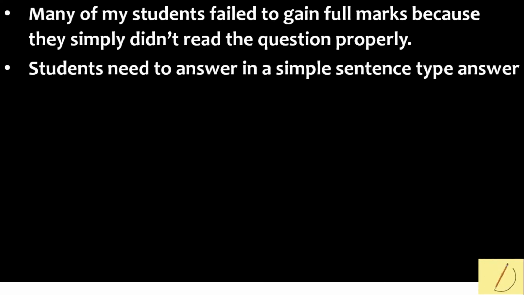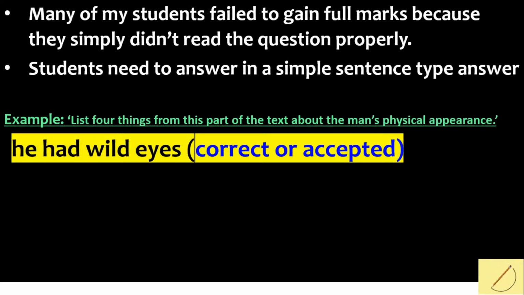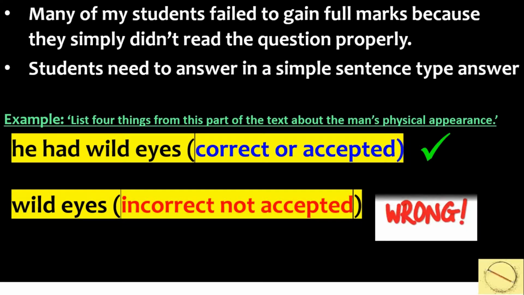Many students fail to gain full marks on this question just because they don't read the question properly. You need to answer in simple sentences. For example, if you get a question where it says list 4 things, and the answer would be he had wild eyes, write he had wild eyes, don't just put wild eyes. You don't have to write a massive sentence, but just make sure you write enough to get the answer.